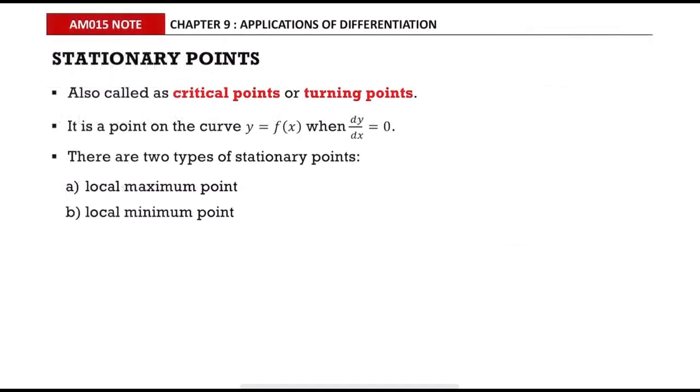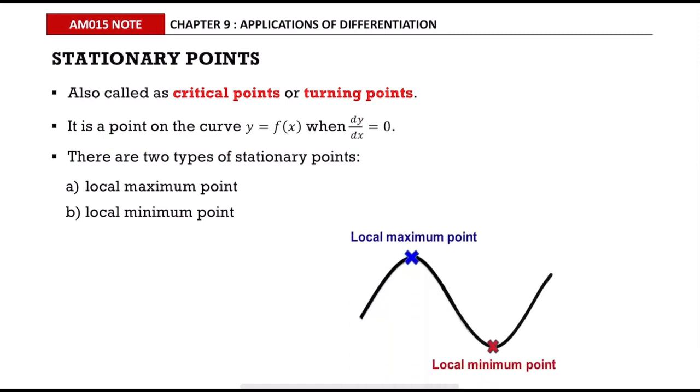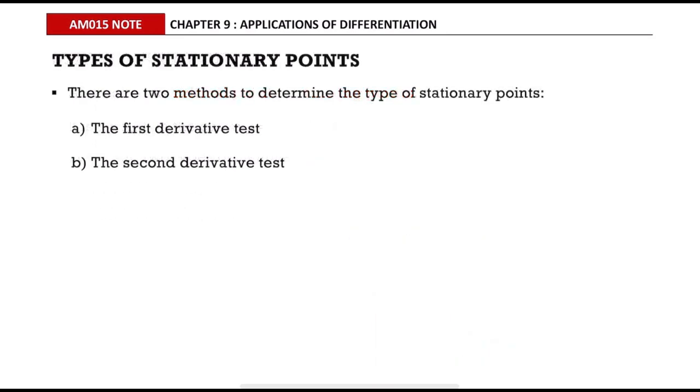Stationary points are also called critical points or turning points. It is a point on the curve y equals f(x) when the first derivative, or dy/dx, equals 0. There are two types of stationary point, the local maximum point and the local minimum point. There are two methods to determine the type of stationary points, which are the first derivative test and the second derivative test.